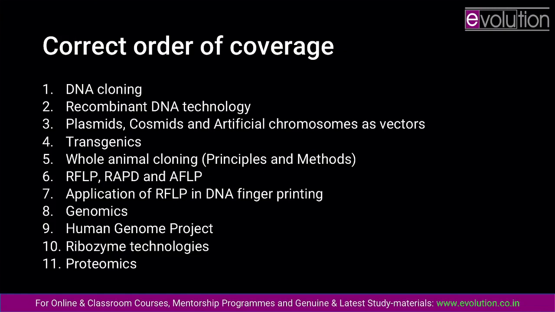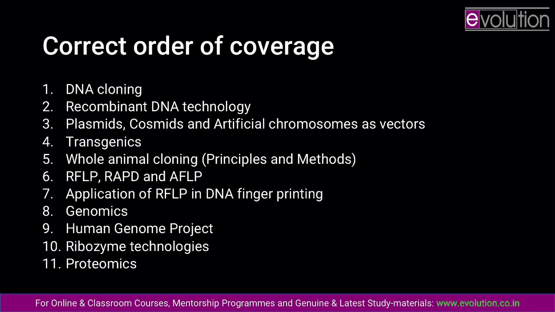It starts with DNA cloning, then it comes to recombinant DNA technology. Once we have done these two topics, you will be really ready to understand a little in detail about the different types of vectors, that is plasmids, cosmids, and artificial chromosomes as vectors. In this category, you will be studying a little more closely about plasmids and then about cosmids because they are two of the most widely used categories of vectors.